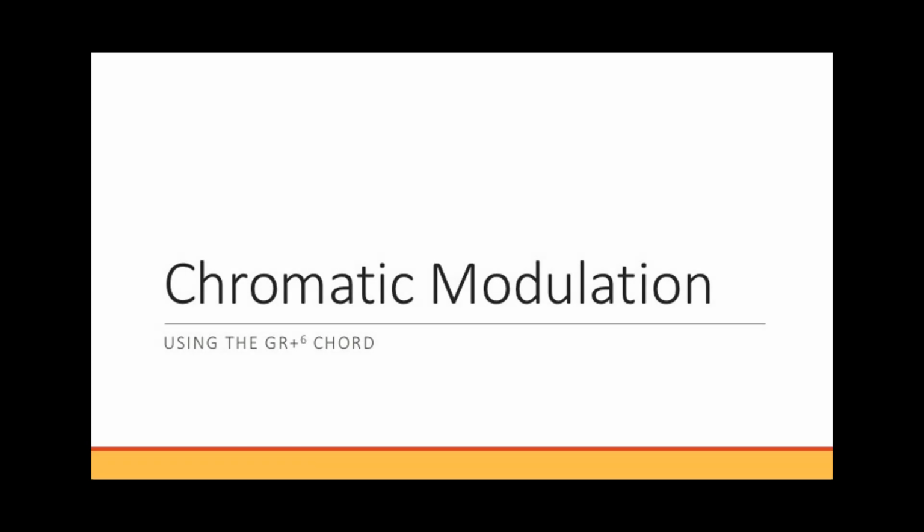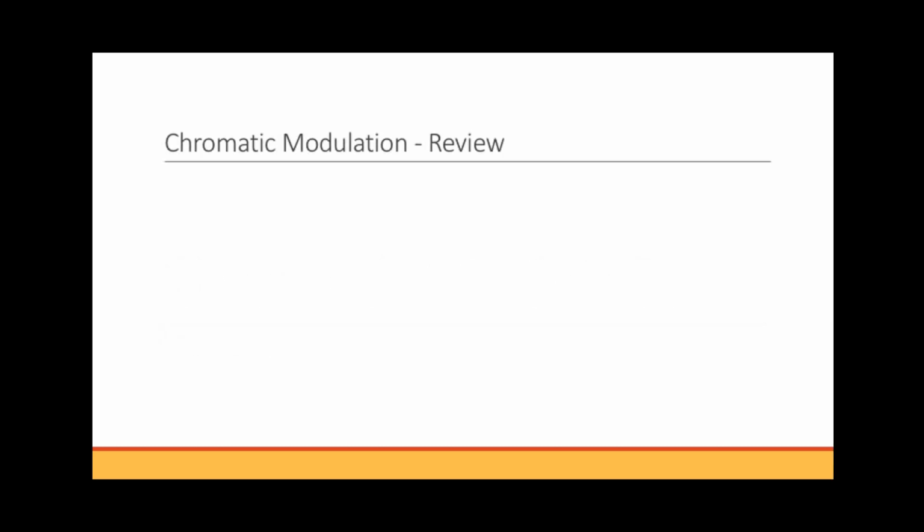In this video, we will be talking about chromatic modulation. Specifically, we will focus on enharmonic modulation through the use of the German augmented sixth chord. You might recall that how a chord is spelled can inform the way we expect it to resolve.